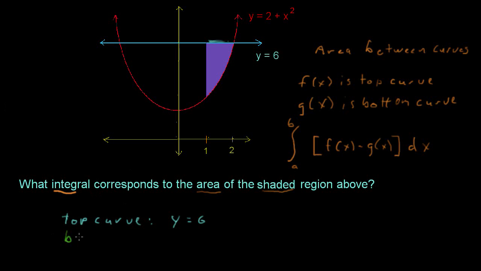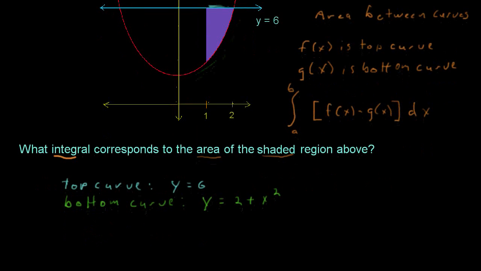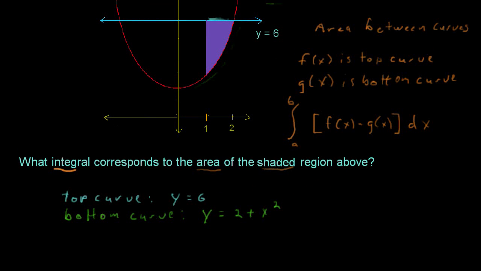Well, the bottom curve is the curve that is underneath the region that we're interested in, and that's this curve right here, which is a parabola, and the equation of that parabola is y equals 2 plus x squared. So we have our top curve, we have our bottom curve, and now we're interested in what region is bounded on the left side and the right side.